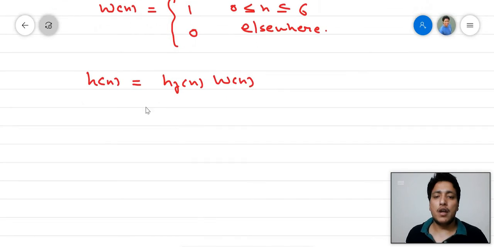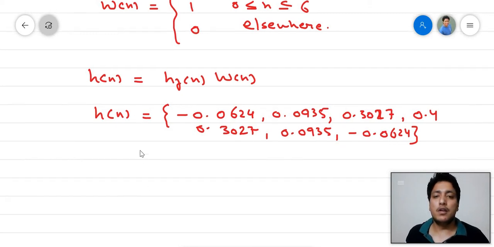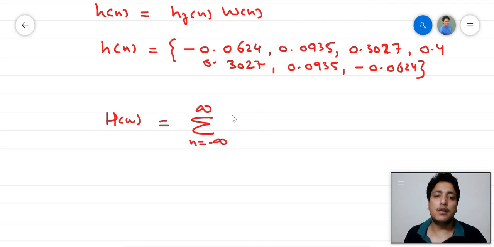So now h(n) is also equal to, due to the value of hd(n), −0.0624, 0.0935, 0.3027, 0.4, 0.3027, 0.0935 and −0.0624. These are the values of h(n). Now we want to find the value of H(ω). H(ω) is equal to the summation from n equals minus infinity to infinity of h(n) e^(−jωn).